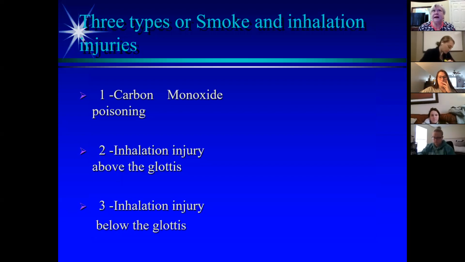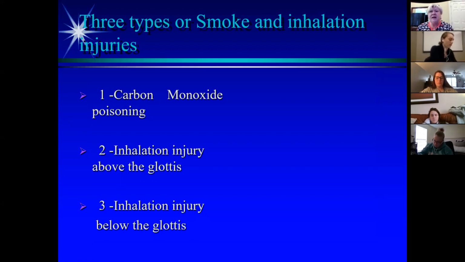So you can have 3 types of smoke and inhalation injuries. You can have just carbon monoxide poisoning. You could have burns in the mouth itself, or you could have smoke inhalation way down with a lot of crud down in their lungs. So inhalation down below the glottis.